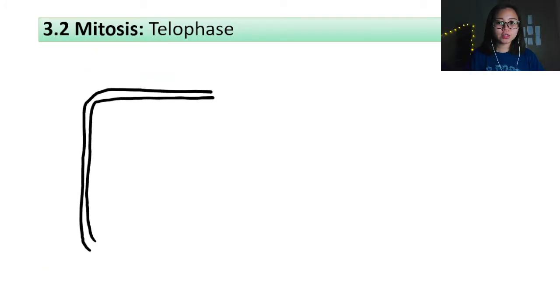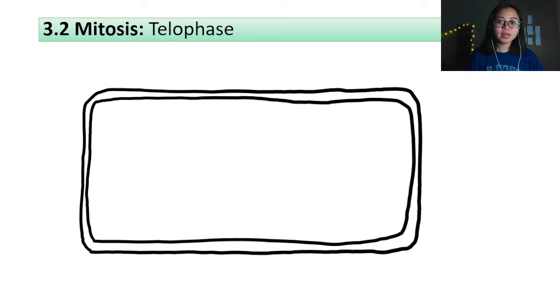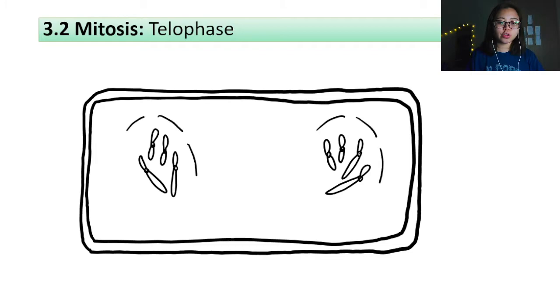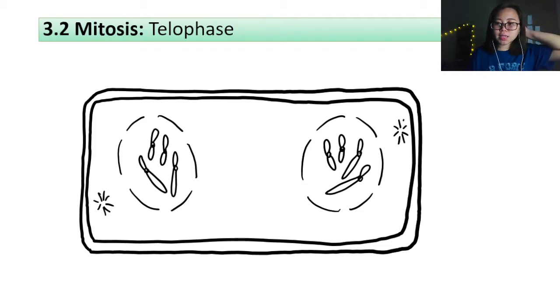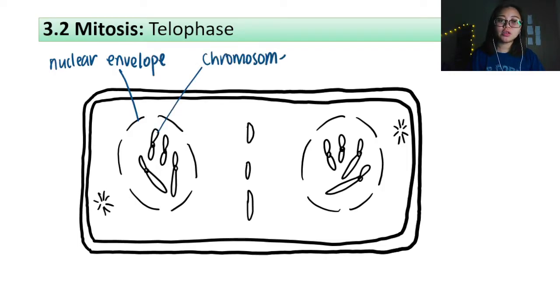Okay, so let us draw in plant cell. In plant cell, we draw the cell a little bit longer. We draw the chromosome, the new nuclear envelope. You can draw the centrosome, tapi actually centrosome tidak penting sangat untuk telophase. Dan kemudian kita lukis ini. Untuk plant cell, tiada cleavage furrow, tiada contractile ring, tapi dia ada benda ini, which is the cell plate. Now we are labeling nuclear envelope, chromosome, cell plate.